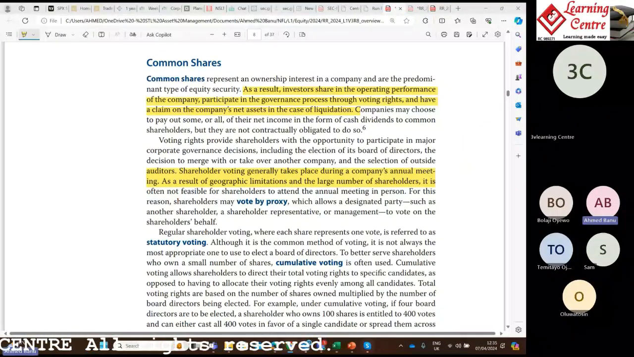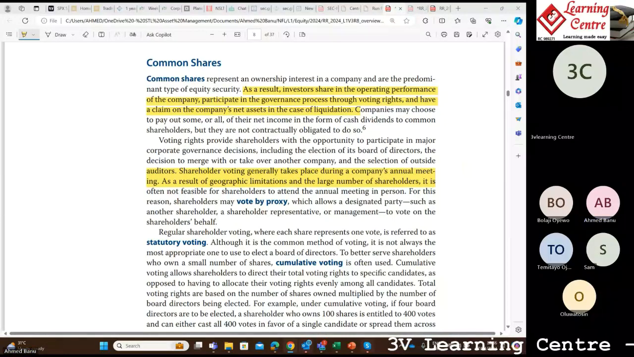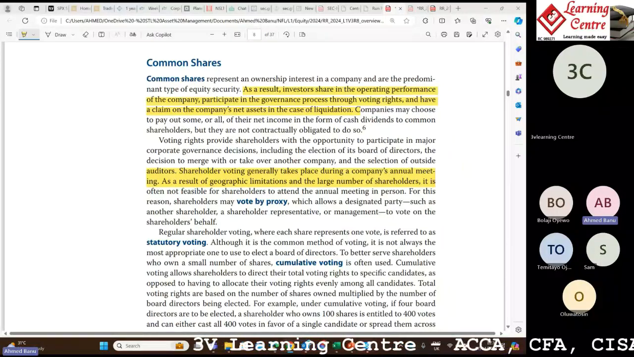So they have what we call proxy. So vote by a proxy, which allows a designated party, such as another shareholder, a shareholder representative, or management to vote on the shareholder's behalf. So sometimes most organizations or some companies would tell their shareholders to nominate another shareholder if they cannot attend the AGM.